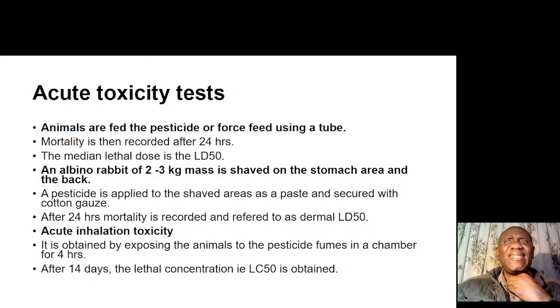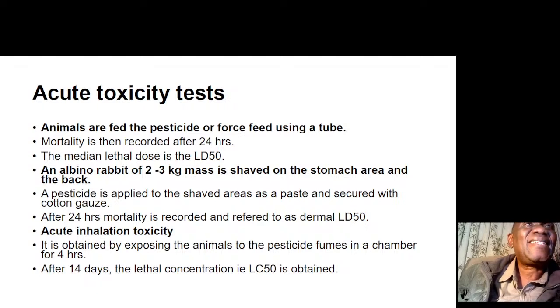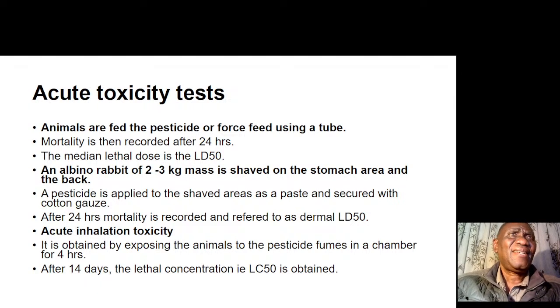Now let us look at the levels of toxicity. There is what we call acute toxicity, or acute toxicity tests. In the case of acute toxicity, animals are fed the pesticide, or force-fed using a tube. Mortality is then recorded after 24 hours. The median lethal dose is the LD50.